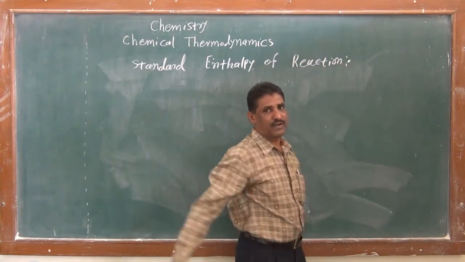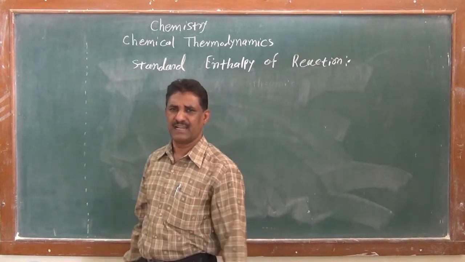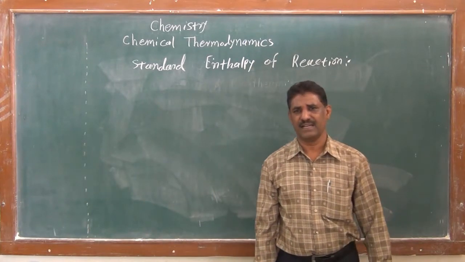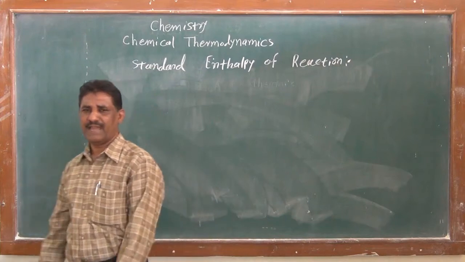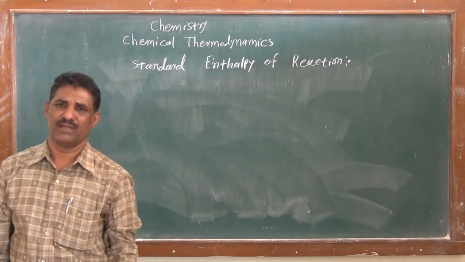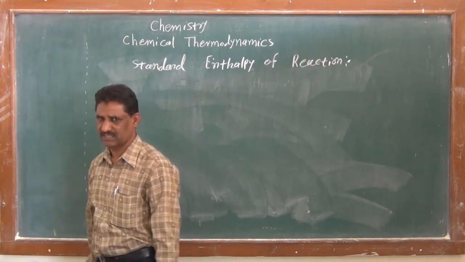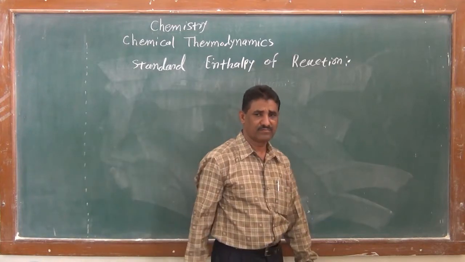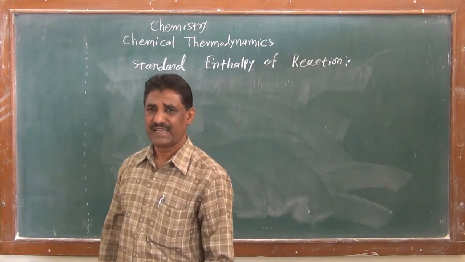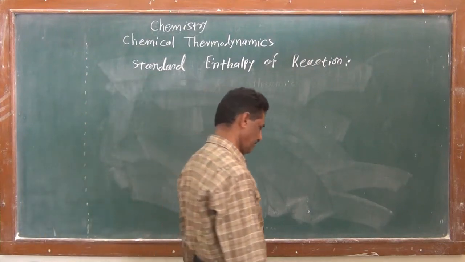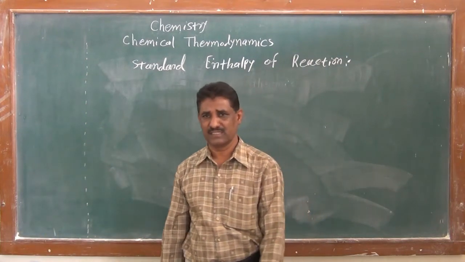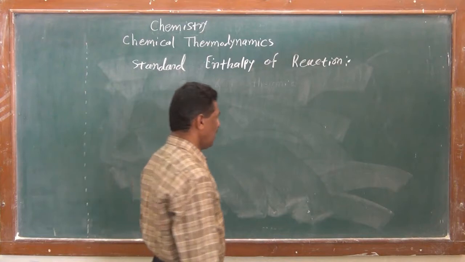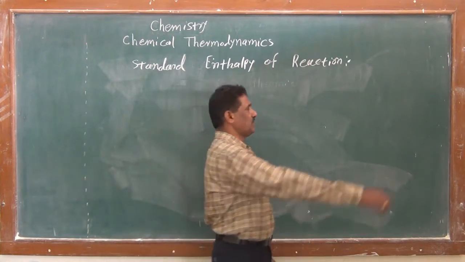Standard enthalpy of a reaction. Here standard enthalpy of reaction means the reaction containing the reactants and products, where the reactants are formed from their constituent elements, and the products also, under the same set of conditions. That is called the standard enthalpy of reaction, and it is denoted by delta H0.